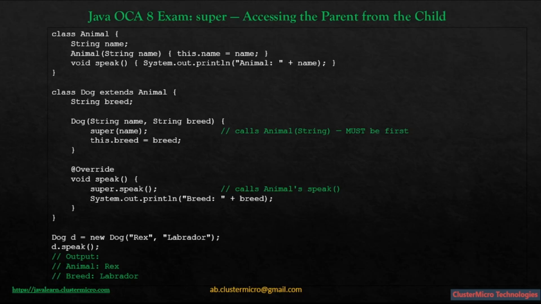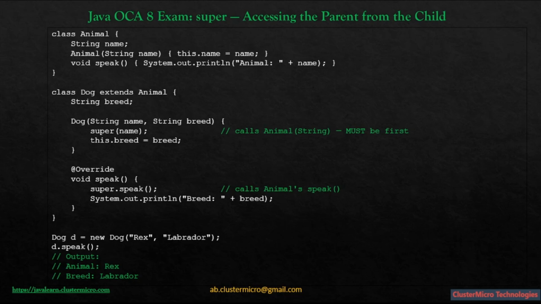Finally, we create a Dog object: Dog d = new Dog("Rex", "Labrador"). Then we call d.speak(). Execution happens in two steps here. super.speak() prints Animal (Rex), and the second print statement outputs Breed (Labrador). So the final output is Animal (Rex) and Breed (Labrador).